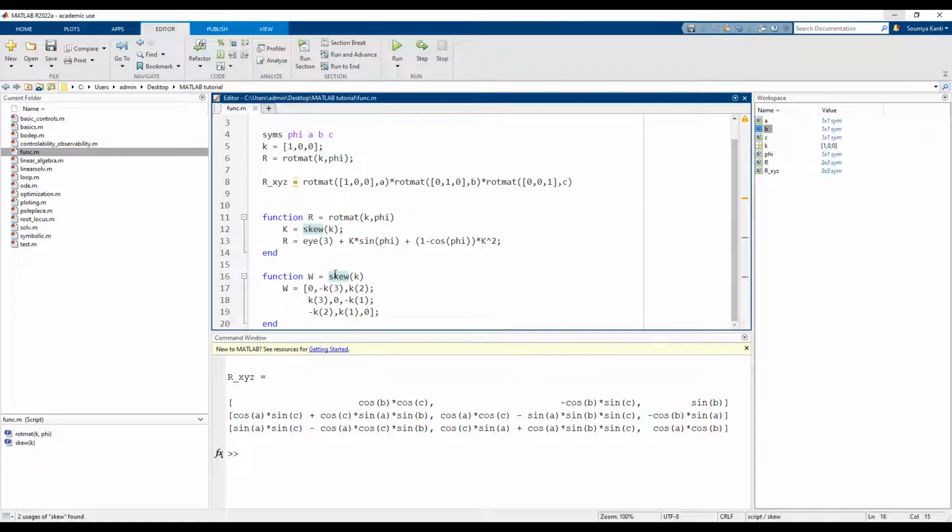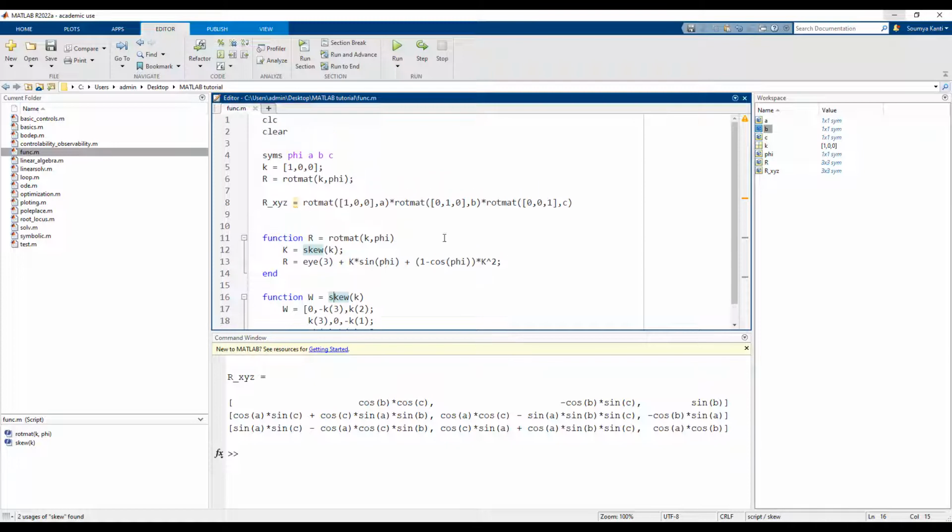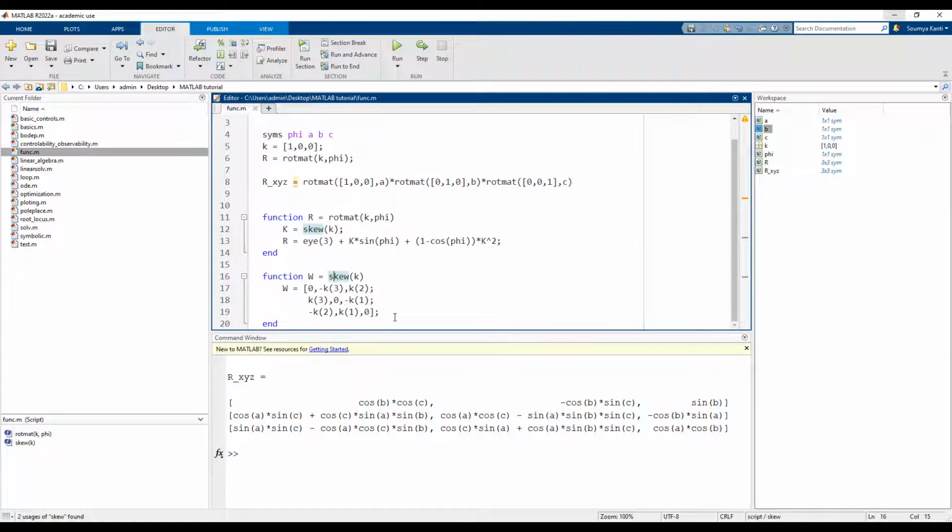Later on you will see that when we solve the equations of motion, you need to define the state space form of the equation of motion as a function. So this is a quick glimpse on how to write a function. We will actually see much more examples of functions later on in this video.